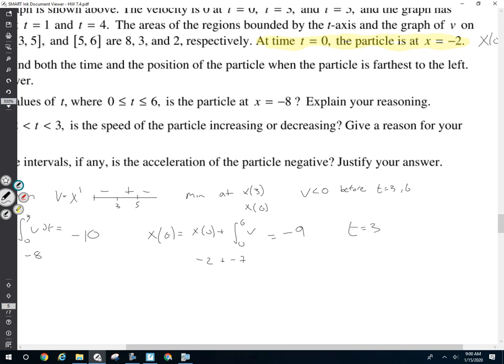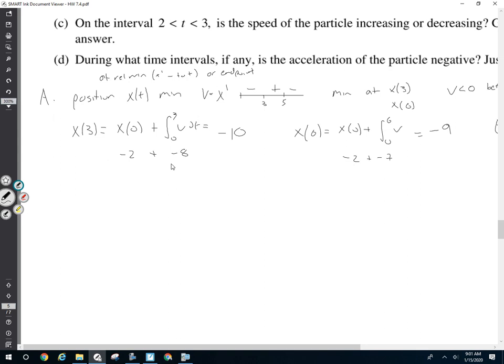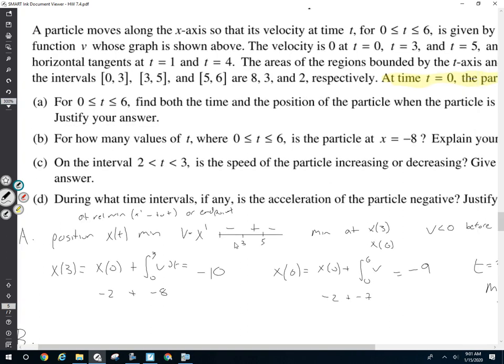So I would say when t equals 3, x of 3 equals negative 10 is the min. And I'd say by the candidates test. Probably to get full credit, you'd have to say position is min at a relative min when x prime changes from negative to positive or at an endpoint. That will kind of be your justification. That's probably worth like 3 or 4 points.